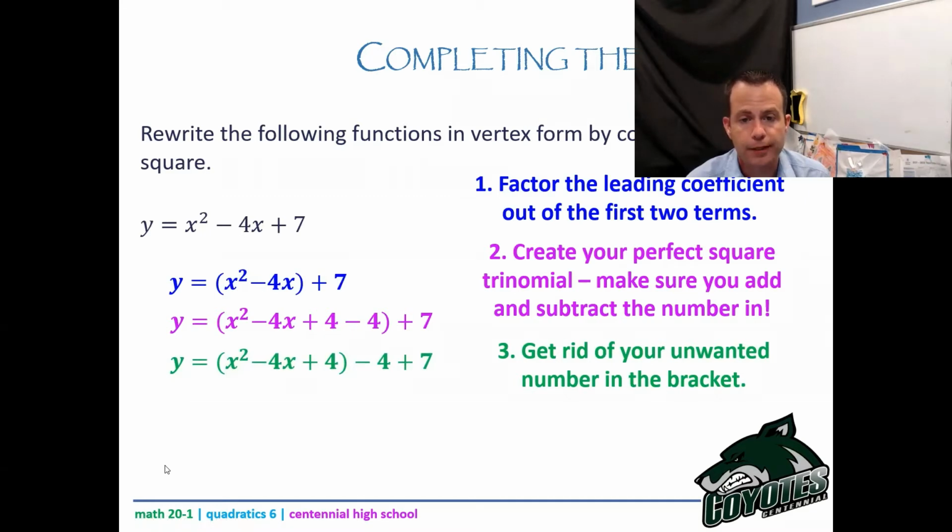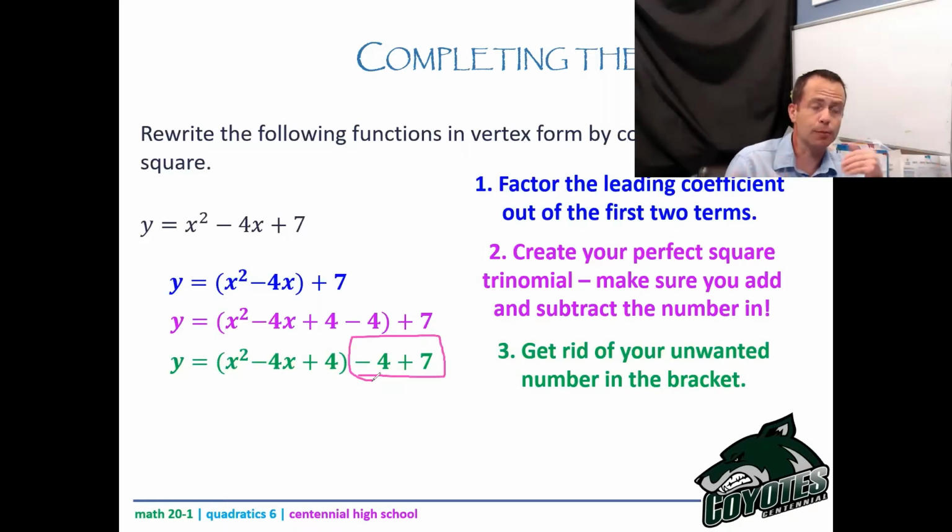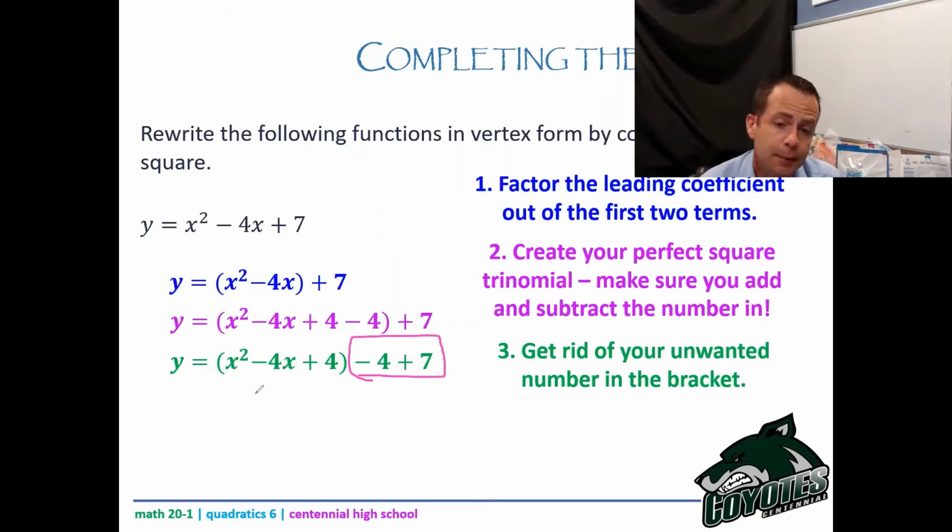Now there are two things left to do. Now the 7 comes into play because I can combine it with the -4. Those are just numbers out there. So -4 plus 7 is 3. So I'll have a +3 there. And then I've got this perfect square trinomial that will factor into a binomial squared.